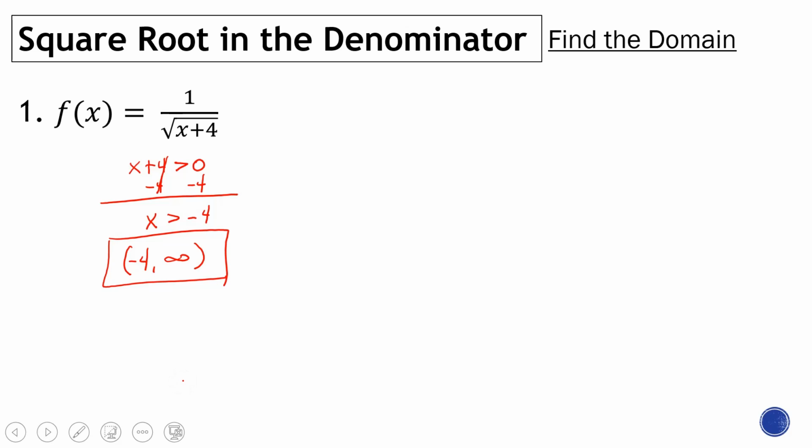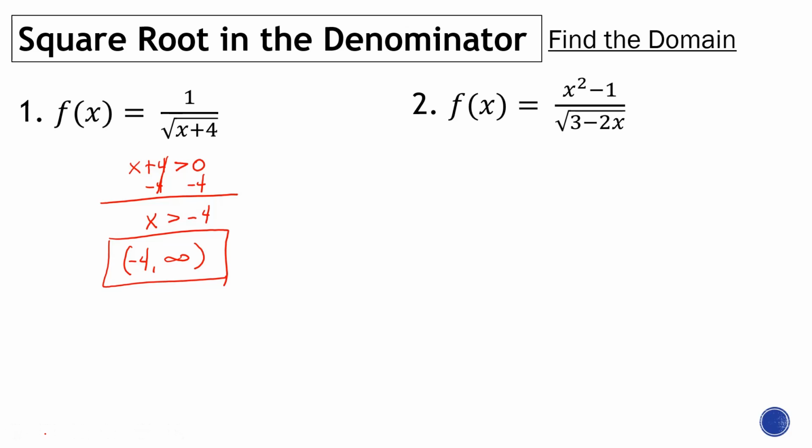Next, let's go to the second example. Here we have 3 minus 2x. So that means 3 minus 2x is greater than 0. The next step is we will subtract 3 on both sides. This is going to be negative 2x is greater than negative 3. Then we will divide both sides by negative 2. I cross that out. This will be x is less than 3 over 2.